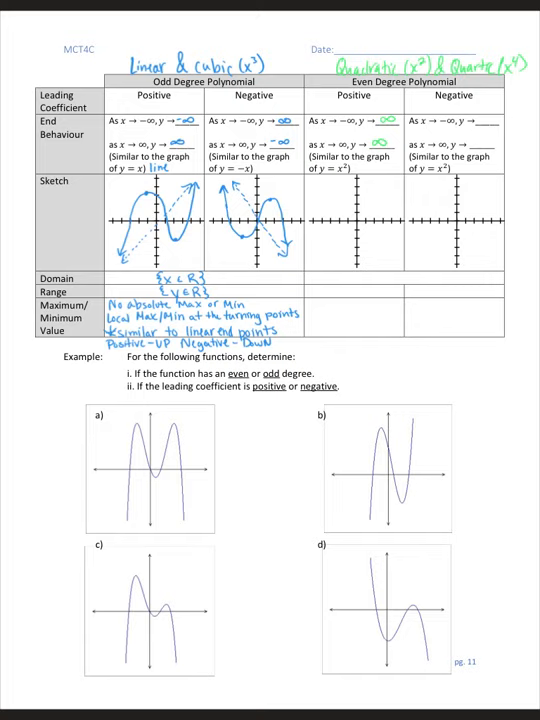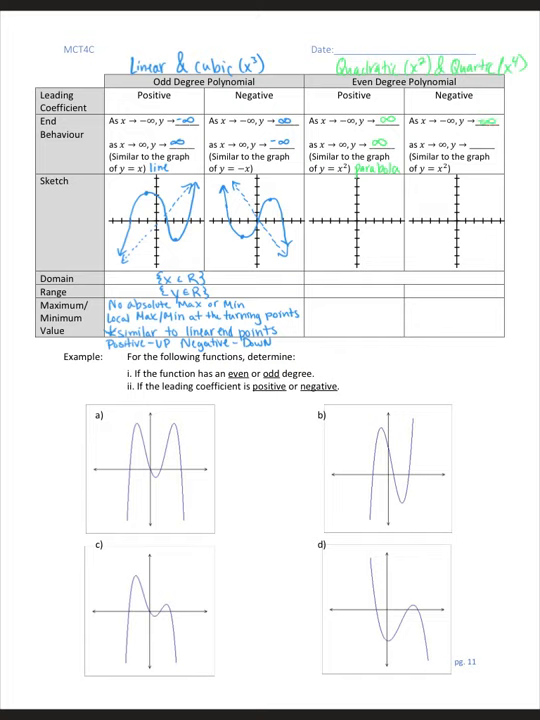If you have a quartic or anything of higher even degree, it's going to be similar to the graph of y equals x squared, which is a parabola. We should all remember what parabolas look like. As x approaches negative infinity, if we're talking about a negative even degree, then y is going to approach negative infinity.